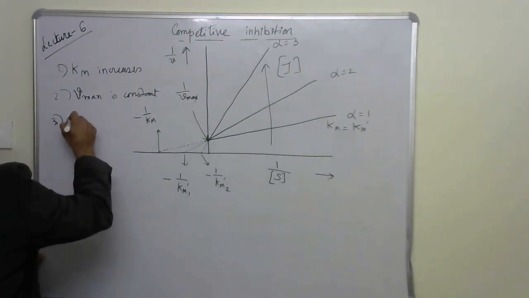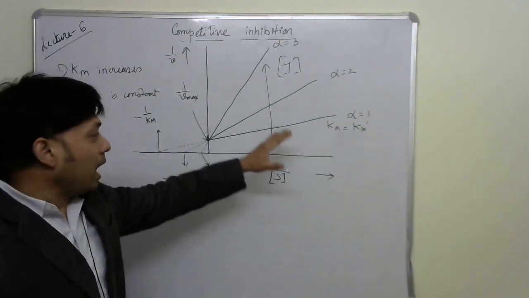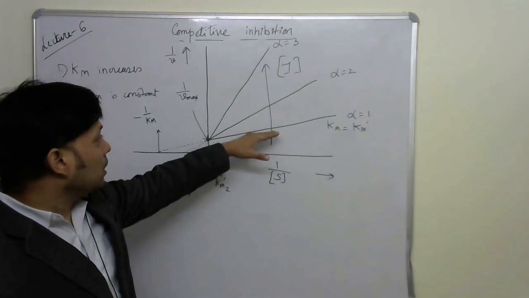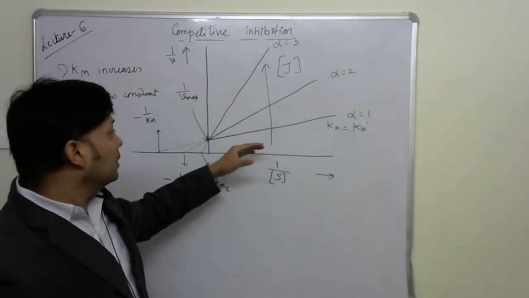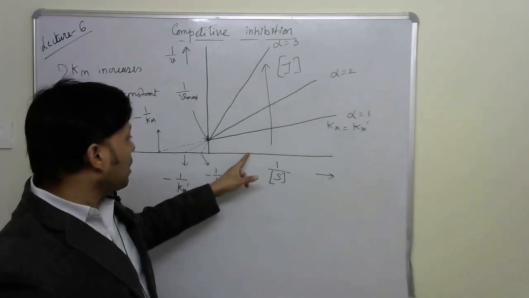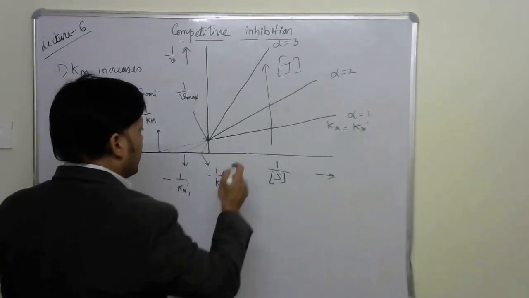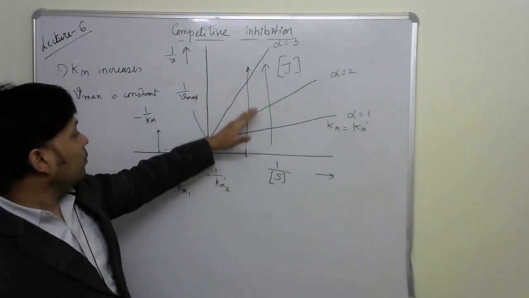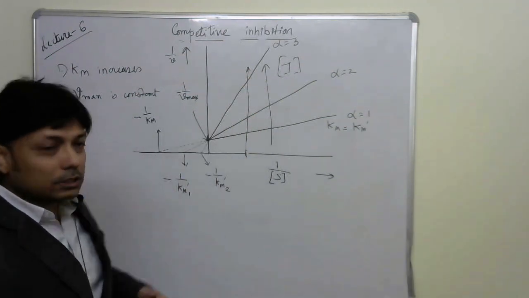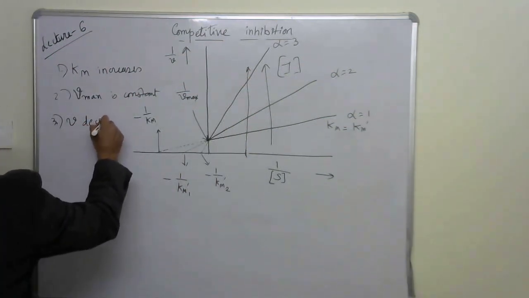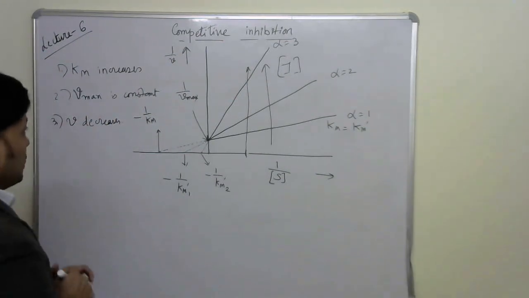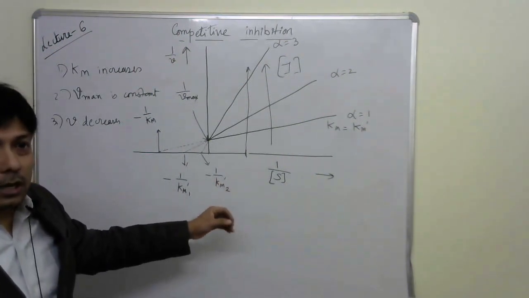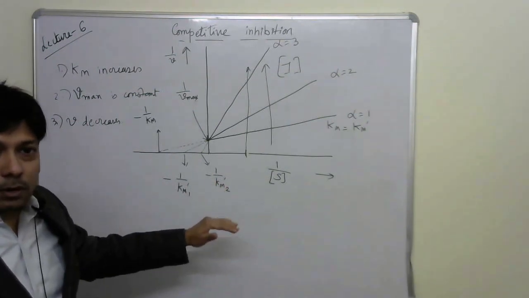And number 3, the velocity V. Can you tell me what happens to the velocity of this kinetics? Yes, the 1 over V versus 1 over S plot gradually gets steeper, which means at the same substrate concentration, if I draw a straight line over here at any arbitrary substrate concentration, you see we are getting a higher 1 over V value, so that means velocity decreases. So V decreases. That sums up competitive inhibition in the form of the Lineweaver-Burk plot.